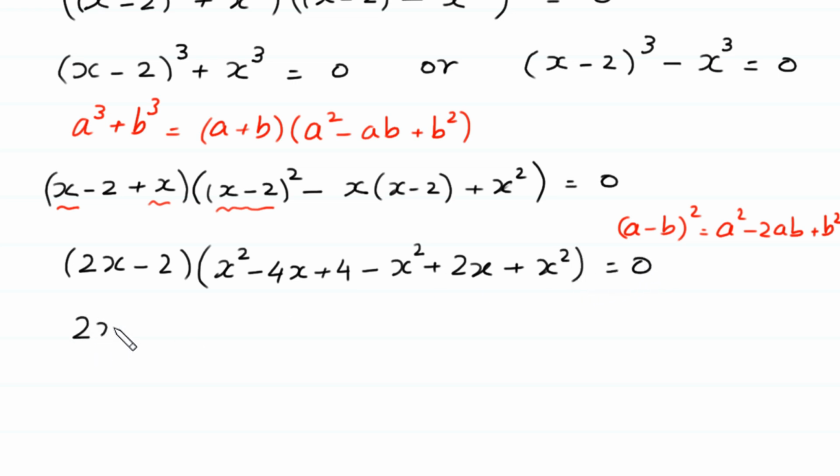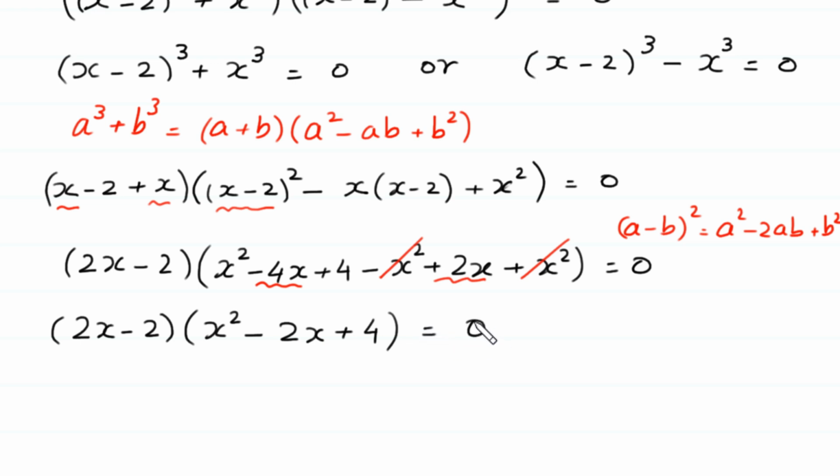Next, (2x - 2) times this negative x^2 will be cancelled with this positive x^2, and we write this x^2 minus 4x plus 2x, minus 2x, and this plus 4 is equal to 0. Now from here, either this expression 2x minus 2 is equal to 0, or this expression x^2 minus 2x plus 4 is equal to 0.